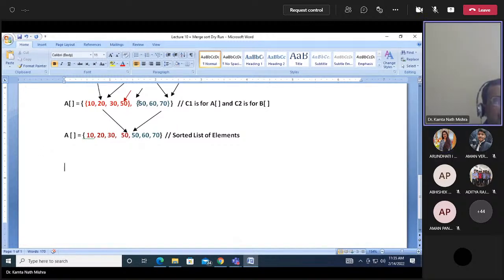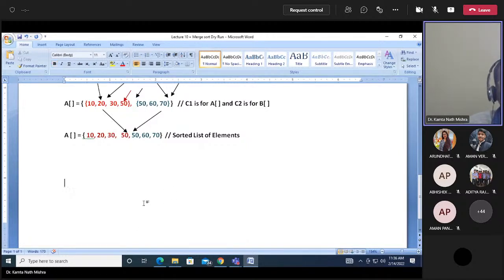What was the comparison? The first, A0 with B0. Very good. Then A0 was placed in order. Then A1 with B0. Very good. Then A2 with B0. Very good. And then A3 with B0. And what did you write in the condition? The condition A[i] is less than or equal to B[j], or A[j] is less than or equal to B[k] if you take variables j and k.